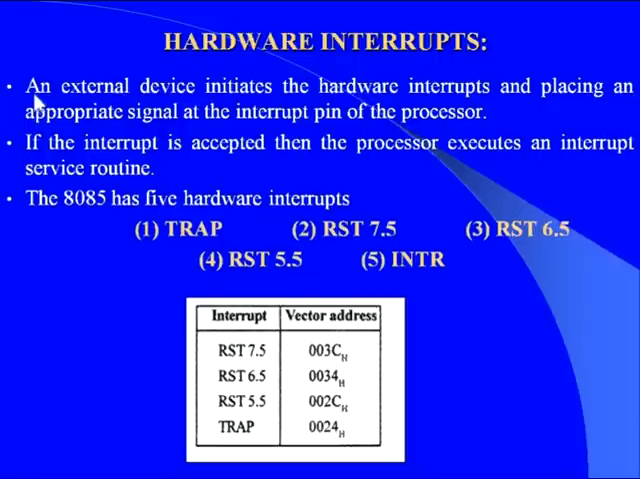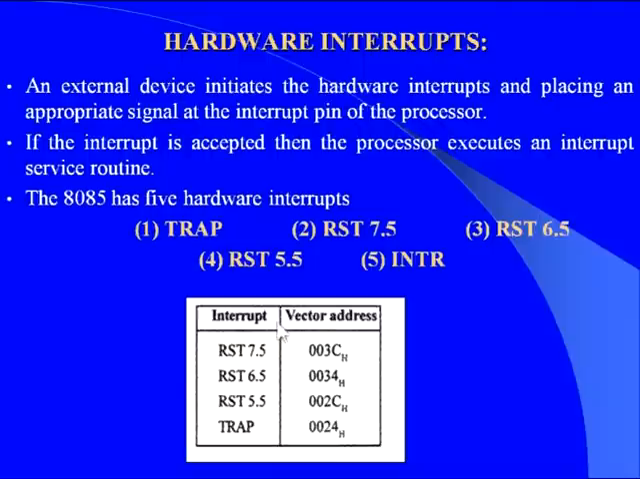So any external device can generate a pulse, and by using that pulse, it can interrupt the processor physically. If the interrupt is accepted, then the processor executes an interrupt service subroutine. The 8085 has 5 hardware interrupts: TRAP, RST 7.5, RST 6.5, RST 5.5 and INTR. The table shows the vector address of the interrupts.